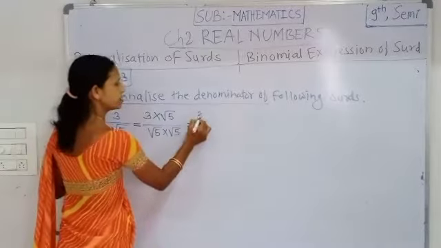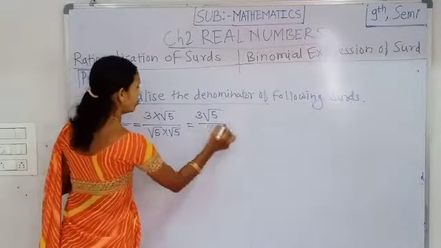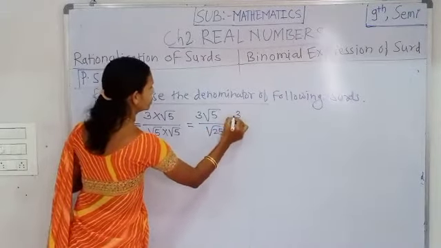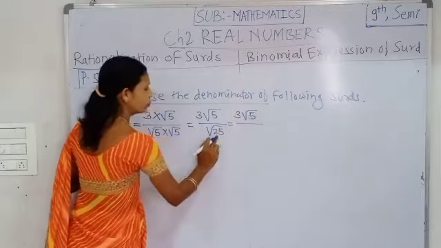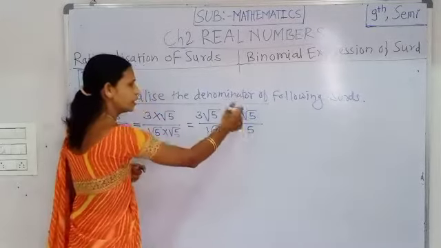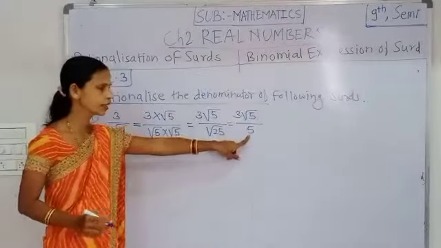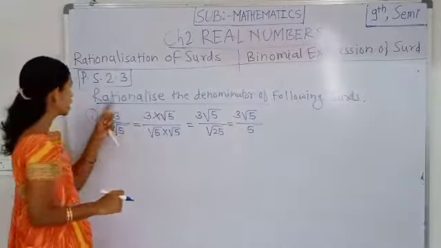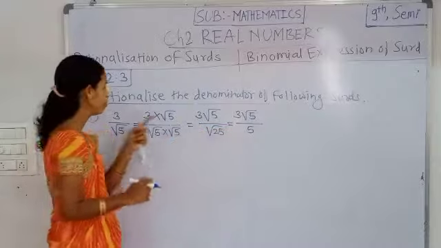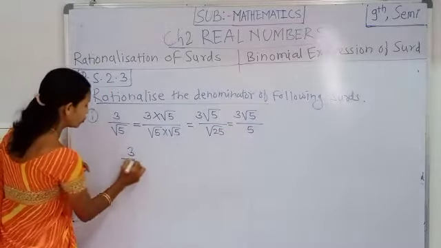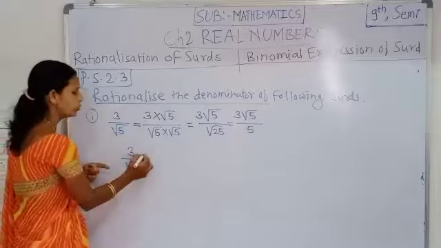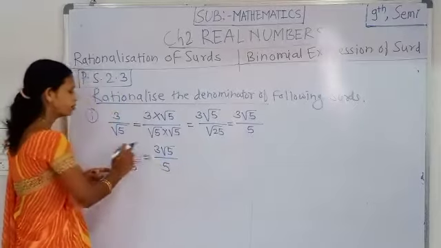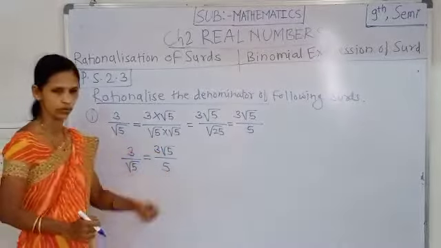Therefore, we get, see here, 3 root 5 upon root 5 into root 5, root 25. Then we get 3 root 5 upon root 25, that is 5. See here, in this example, the denominator is 5, which is a rational number. That means rationalization of the denominator of that given surd. That means here 3 upon root 5 is equal to 3 root 5 upon 5. That means those are equal ratios.